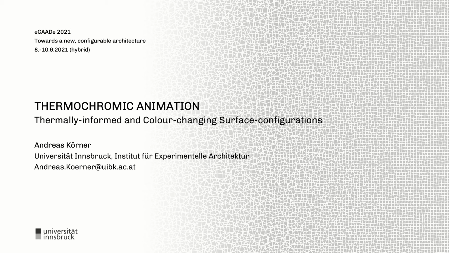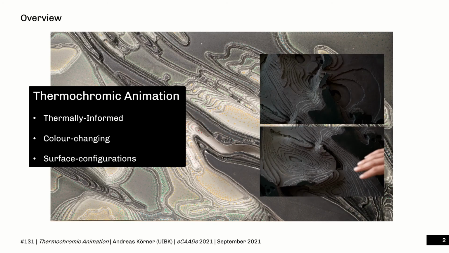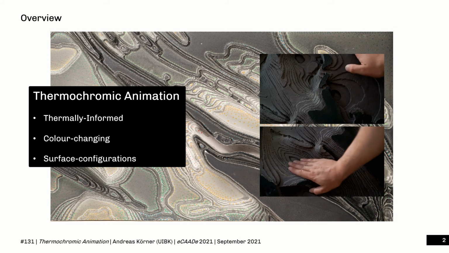My name is Andreas Körner and I am a doctoral candidate at the Department for Experimental Architecture at the University of Innsbruck in Austria. The paper presents initial results of the research project Thermochromic Topologies, which was made possible by a grant from the County of Tyrol.